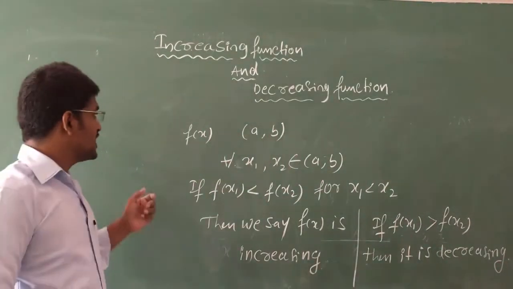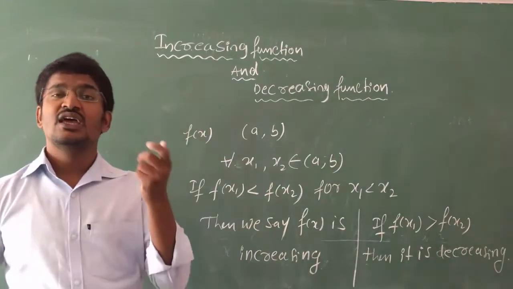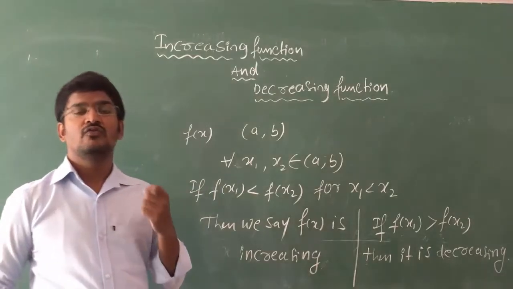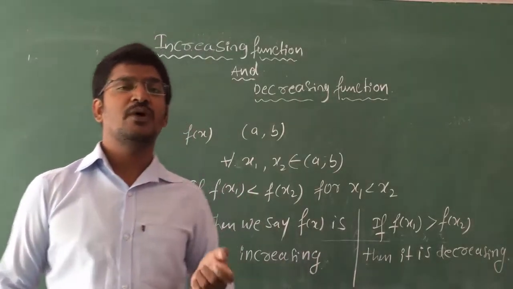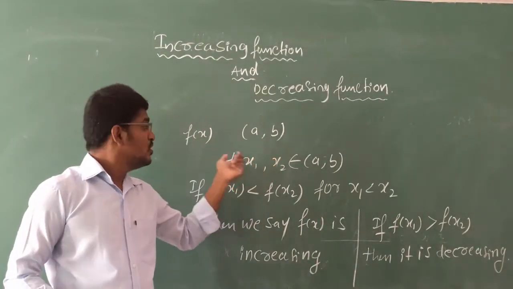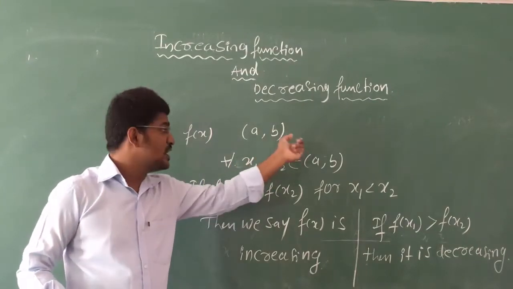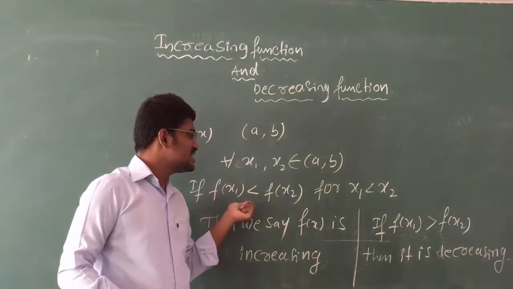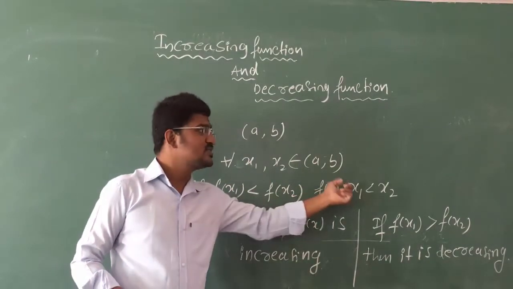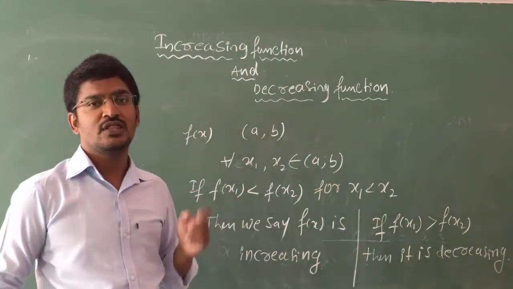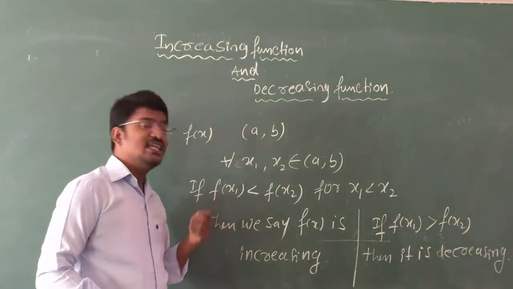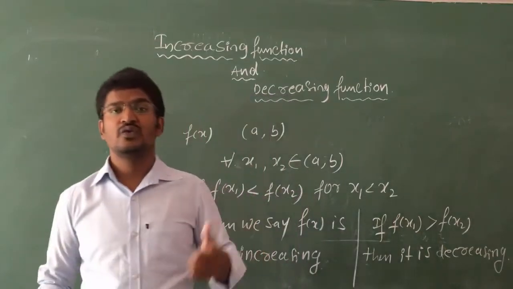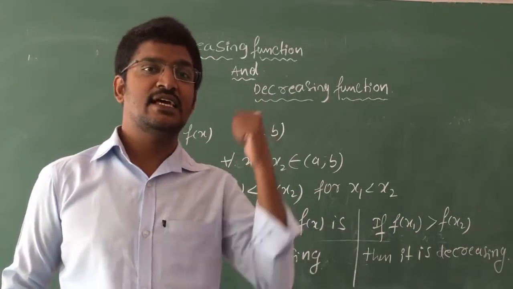Clear? So again I will explain, listen carefully. For the function f of x in the open interval a comma b, for every x1 and x2 in the open interval a comma b, if f of x1 is lesser than f of x2 for x1 lesser than x2, then we say it is increasing. If f of x1 is greater than f of x2, we say it is decreasing.